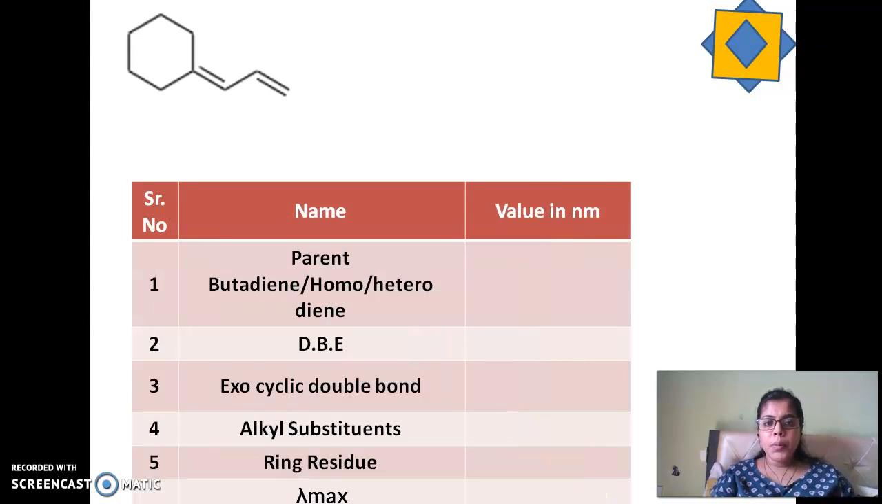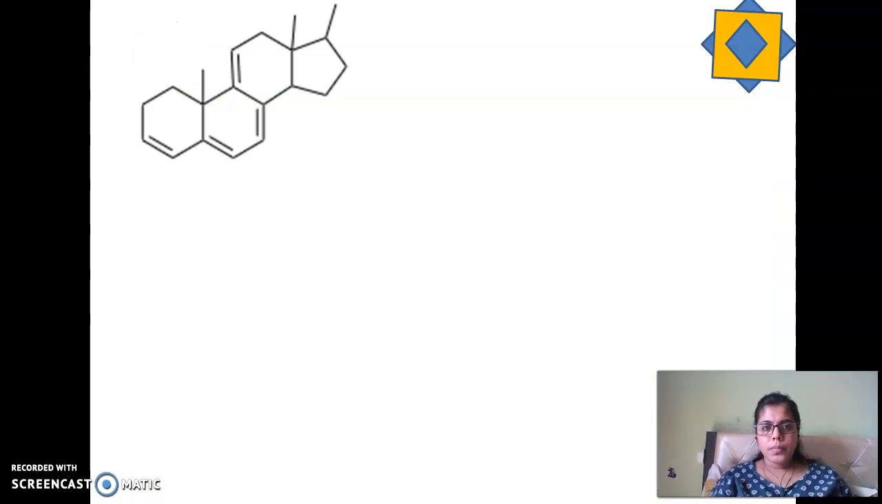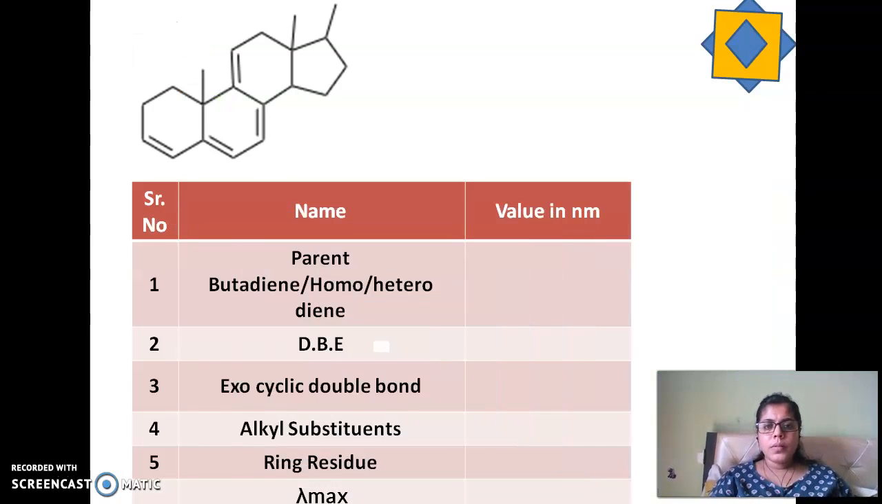Next, again a butadiene. Yes. Do I have exocyclic? Yes, I have 1 exocyclic. Do I have ring residues? Yes, I have 2 ring residues. Do I have alkyl substituent? No, I do not have alkyl substituent. Do I have DBE? No. So what is the total? 217 plus 5 plus 10. 232 nanometer. One more. Again going sequentially, somewhat difficult.